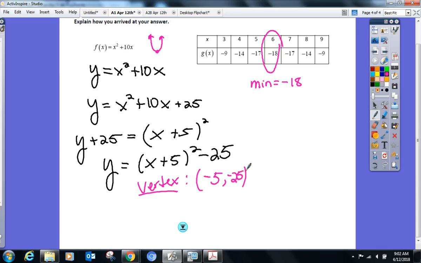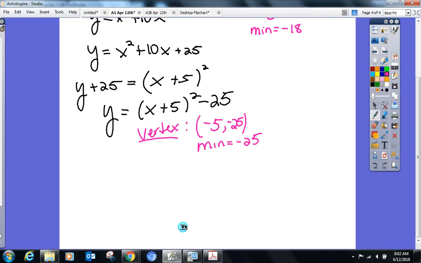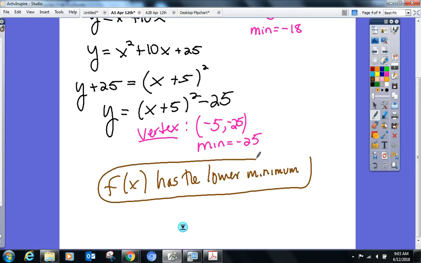What's the minimum then for this one? Negative 25. The minimum's negative 25. So my answer here, which one has the lower minimum? F of x. Yep, f of x has the lower minimum, because it's negative 25 and the other one was negative 18. Questions, comments?